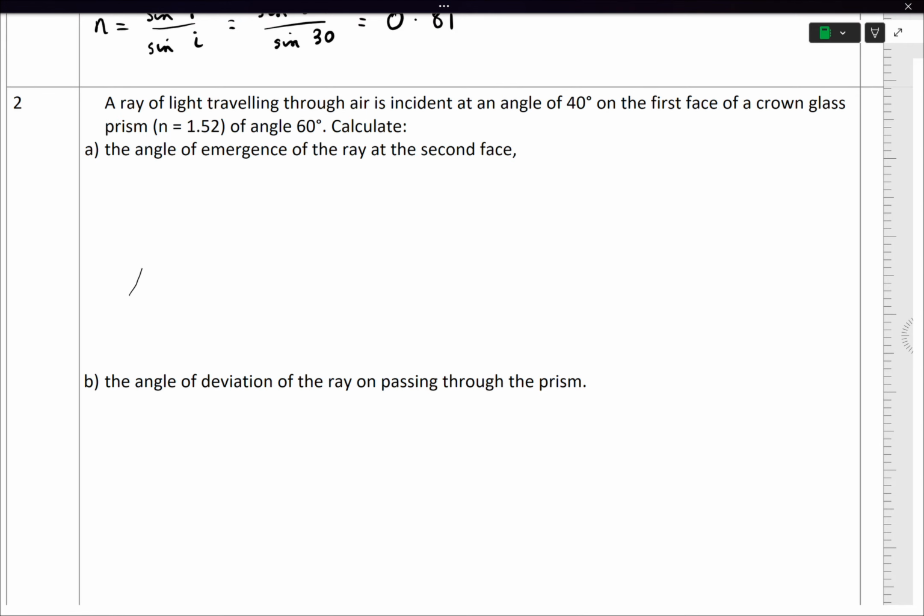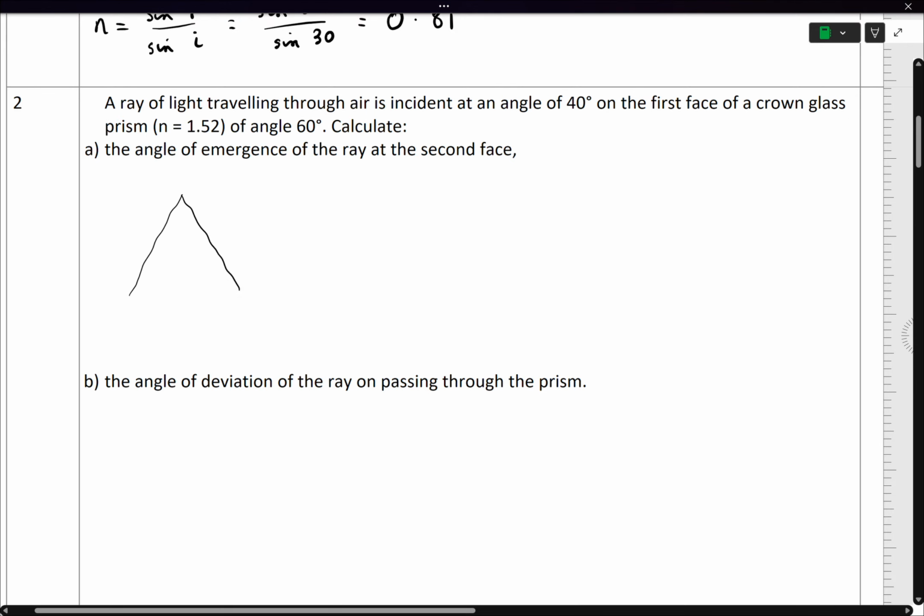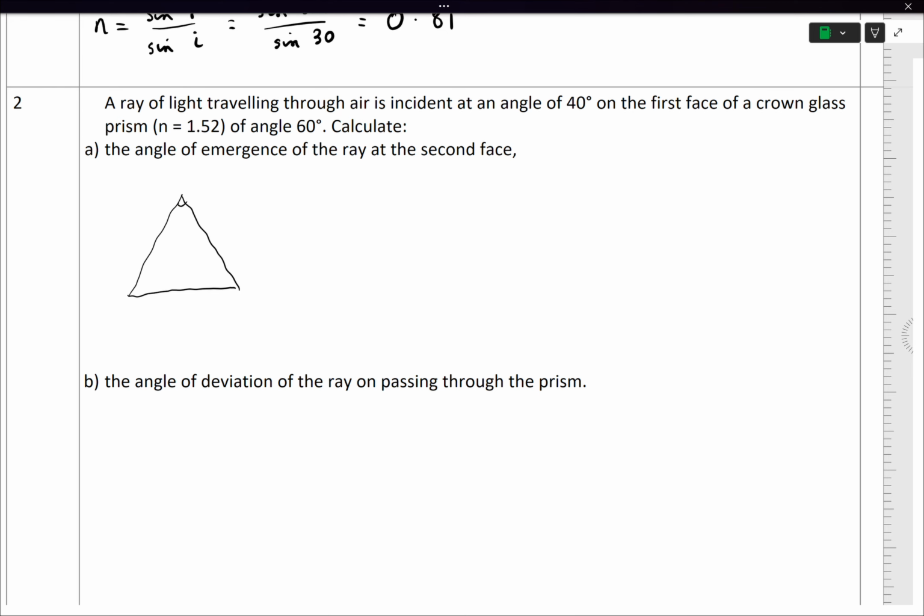So we need to draw a diagram for this. It helps if we get approximately the right angle. So this is our equilateral triangle. We know it's got an angle of 60 degrees at each corner. This ray arrives and it says the angle of incidence is 40 degrees, so we're going to mark that in there. That angle is 40 degrees.